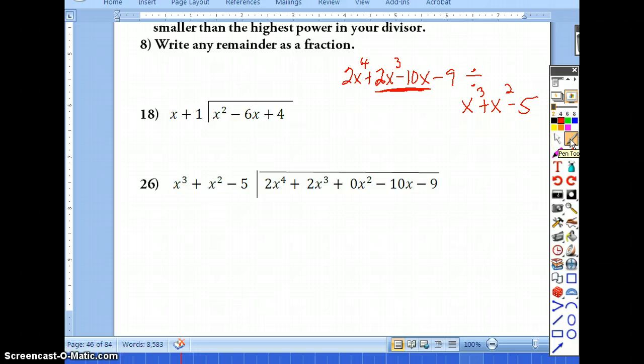I'm going to start off looking at x cubed and 2x to the fourth. What do we multiply x cubed by to get 2x to the fourth? Well, we need a 2, and we also need an x. And now when we multiply these together, distributive property, you get 2x times x cubed, you get 2x times x squared, and you get 2x times negative 5, and that's going to go here.